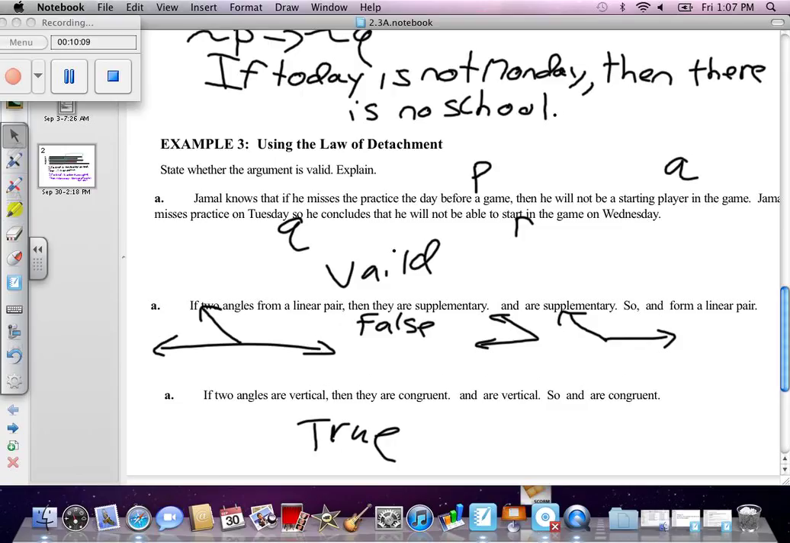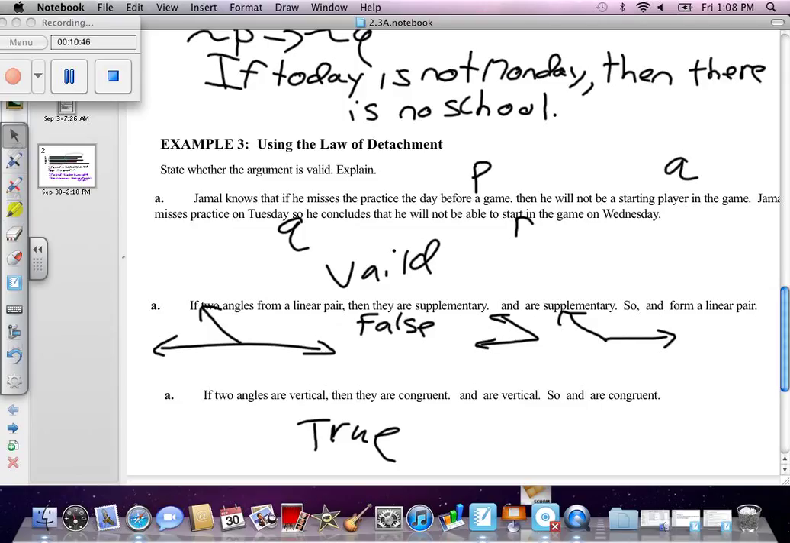But if two angles are vertical angles, then they are congruent. If ABC and DBE are vertical angles, they have to be congruent. That's a true statement. No matter which way you do it, if they're vertical angles, they're congruent. Yes? How would you write this on homework? It would be either true or false, and if it's false, you would give me an example of why not, like I did with linear and supplementary.